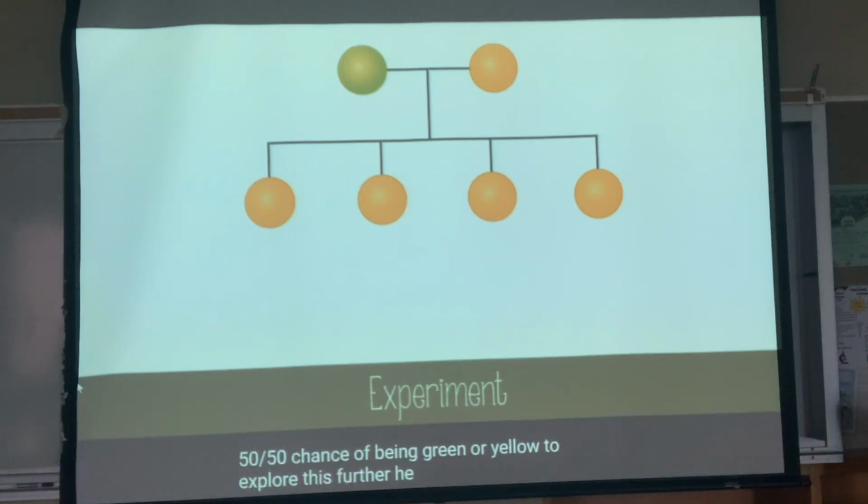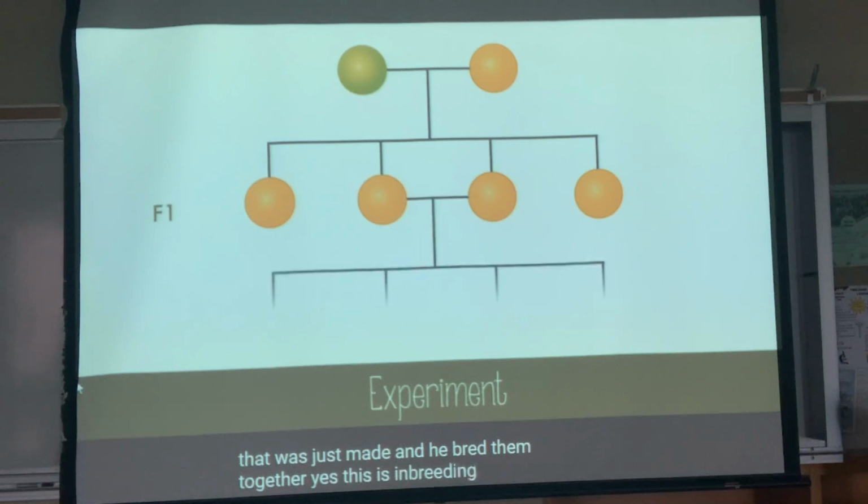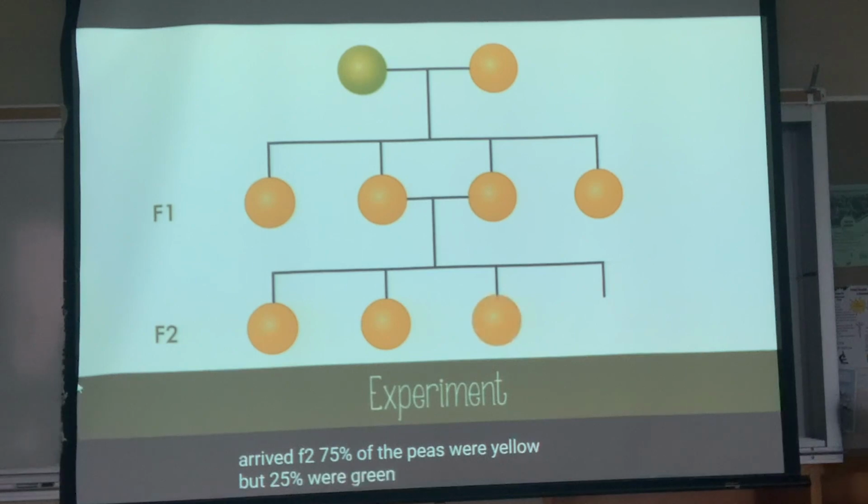To explore this further, he took two peas from the first filial, or F1 generation that was just made, and he bred them together. Yes, this is inbreeding, but they're peas, so no one seems to mind. When the second filial generation arrived, F2, 75% of the peas were yellow, but 25% were green. The green peas seem to disappear in the F1, but magically reappear in the F2 generation.